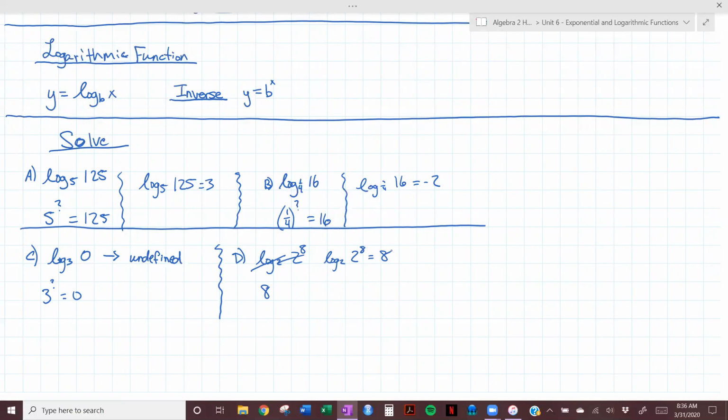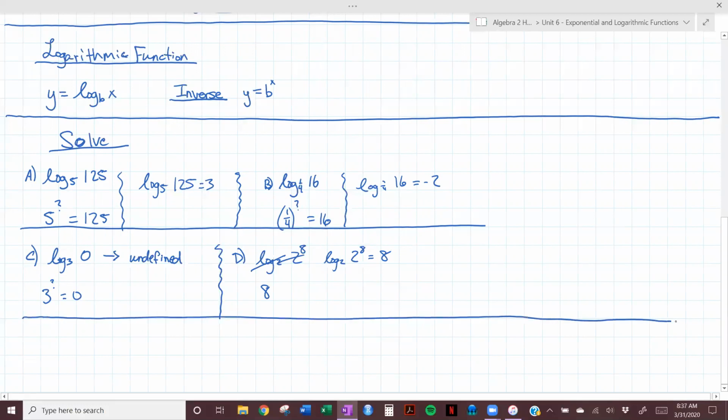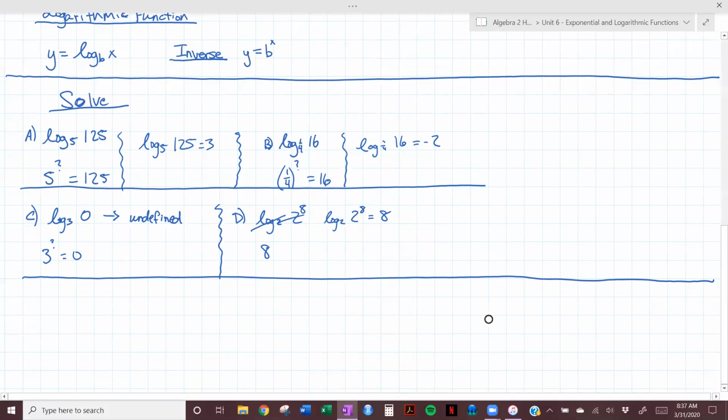Some of them you're going to need to use calculators for. But there are 2 different types of logs. There's the common log and there's the natural log.